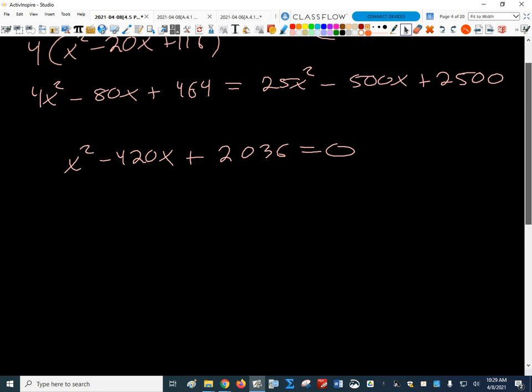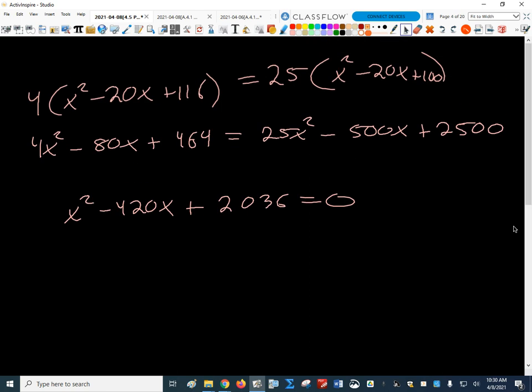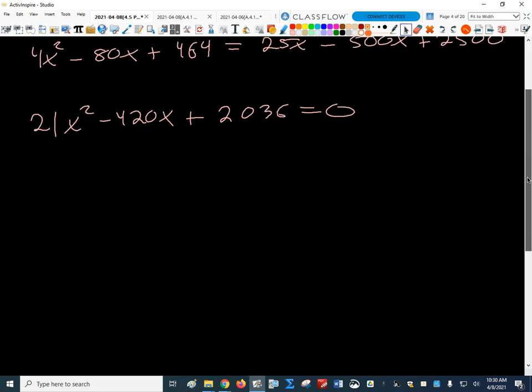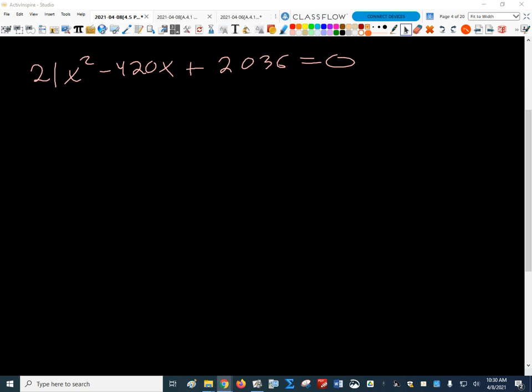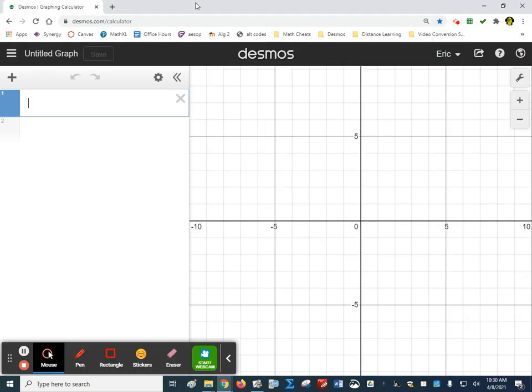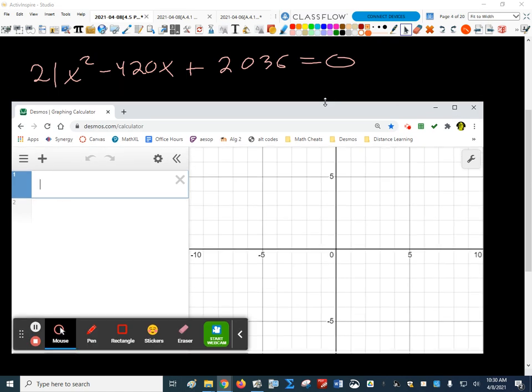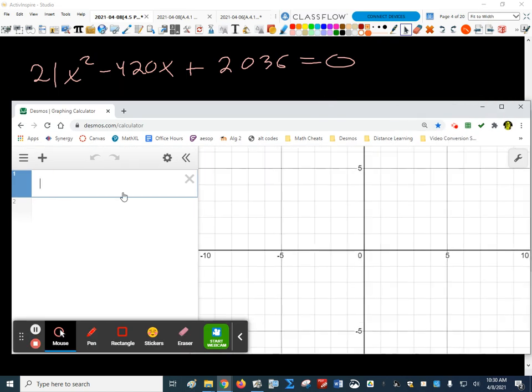Yes, did I make a mistake? 21x instead of just x. Oh, you're right. 21x squared. Yep. Thank you. Okay, good. Can we factor it? No, doesn't look like we can. No, we'll just graph it. All right, 21x squared.